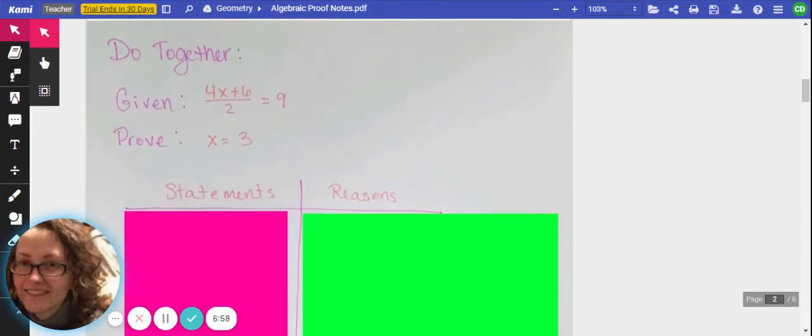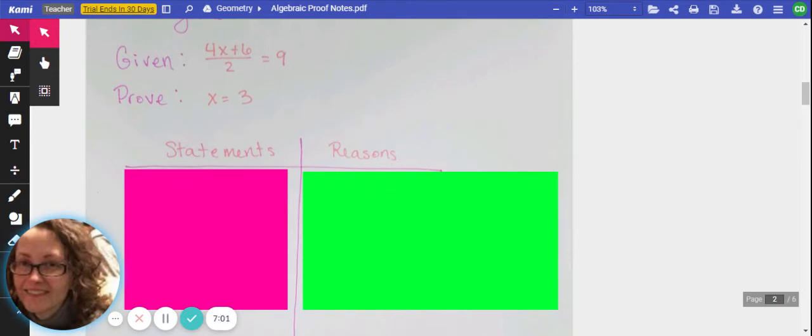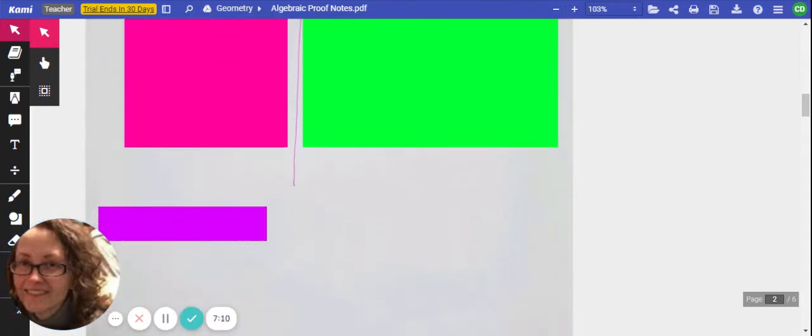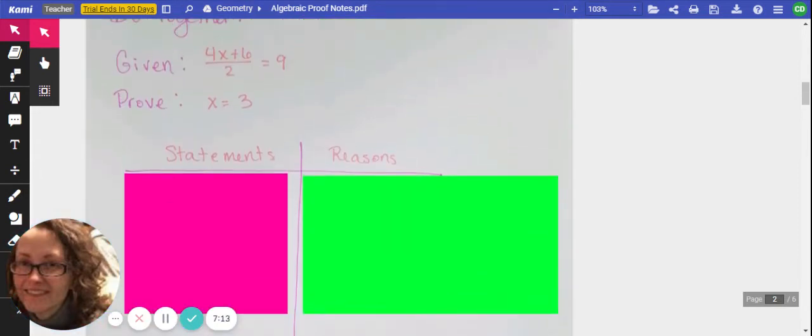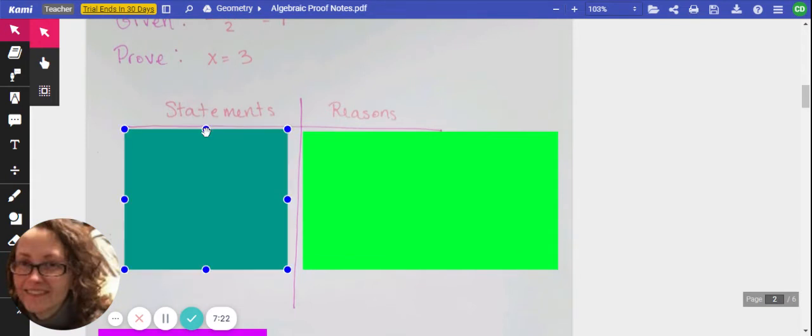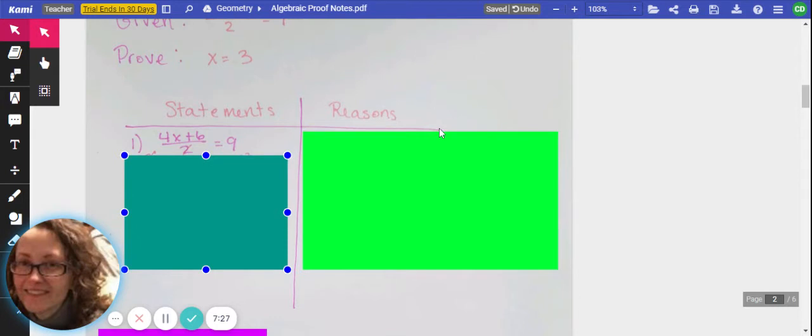So we'll do one more together, and then there are going to be a couple of proofs in your proof packet that I would like for you guys to do on your own after, let's see, is it just one more? Yeah, after this one. So here I am given 4x plus 6 over 2 equals 9. Again, I always start out with the problem that I am given.